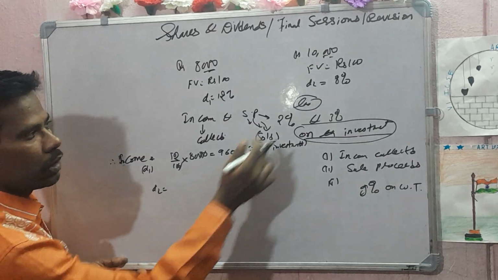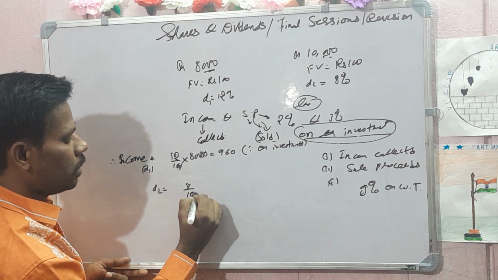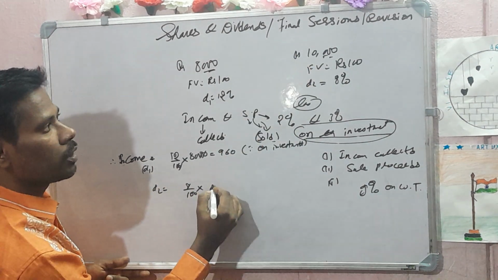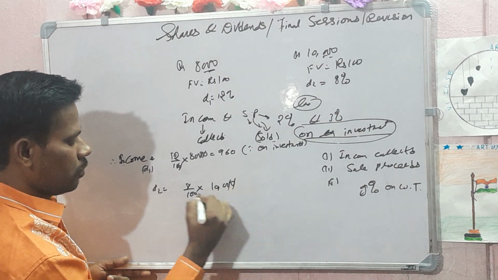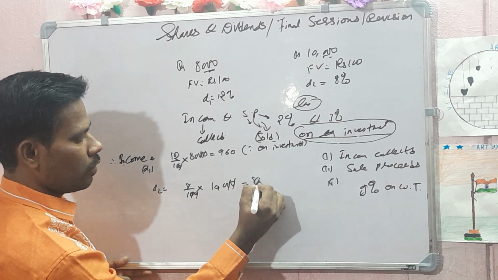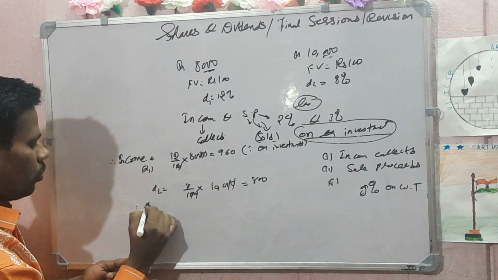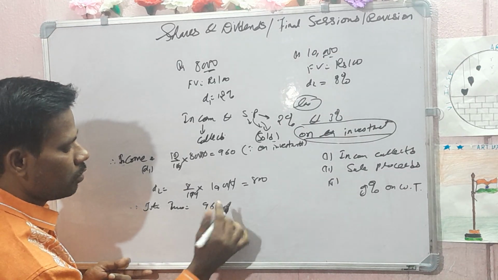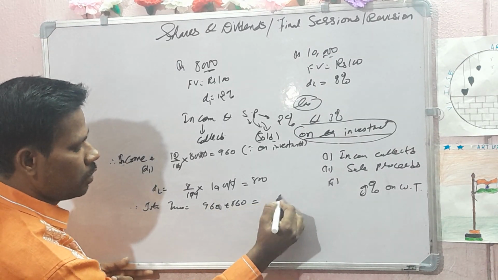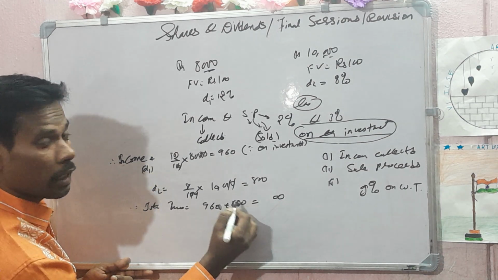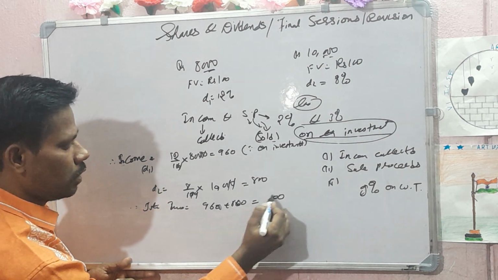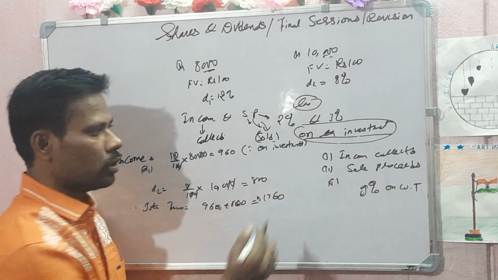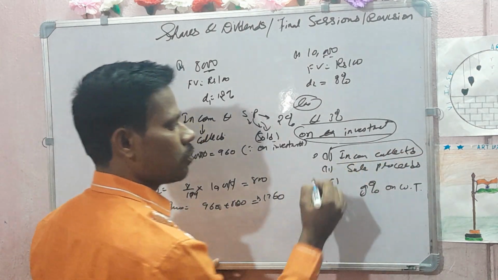Next D2. D2 is given as 8% of investment. Investment is 10,000, so 800. Therefore, total income is 960 plus 800. Please make a note of it. 1760. Total dividend is 1760. That first bit is finished.